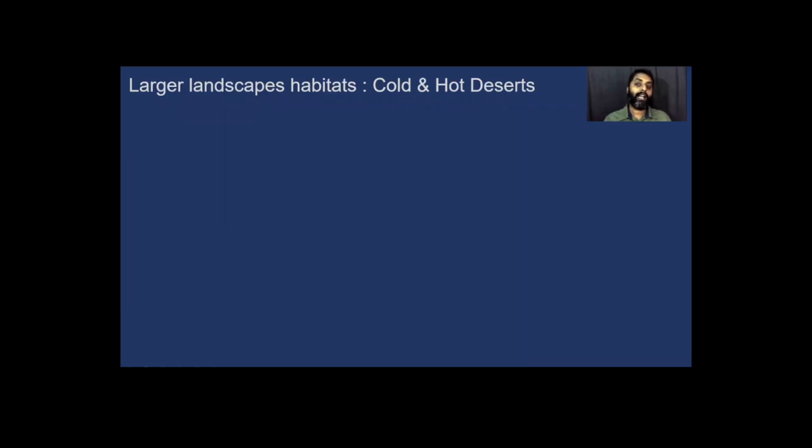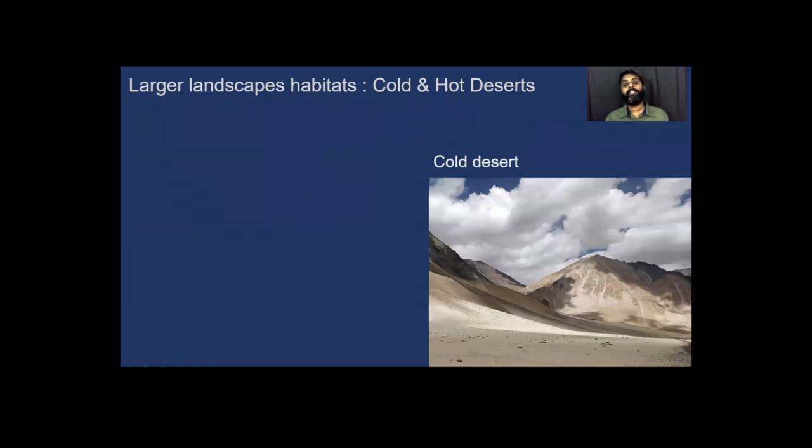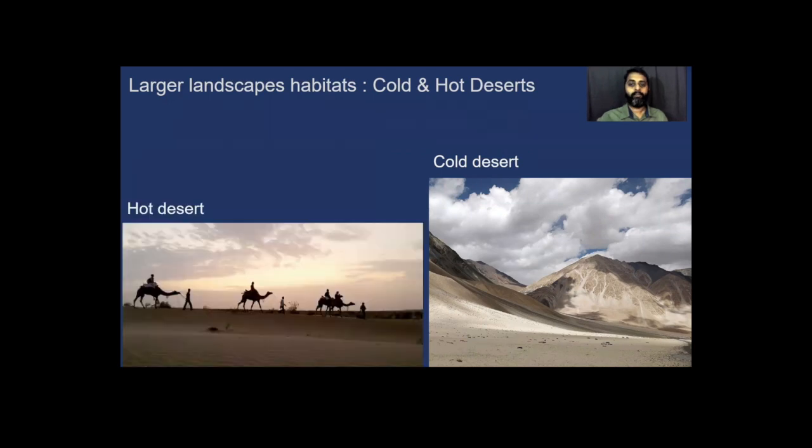And you have other larger landscape habitat, that is the cold and hot deserts. Cold deserts are above the coniferous forest in the Himalayas where there are no trees. It's completely open and barren, and it gets very cold. And the hot deserts we have in India are in Rajasthan and Gujarat, with sand dunes and open area.